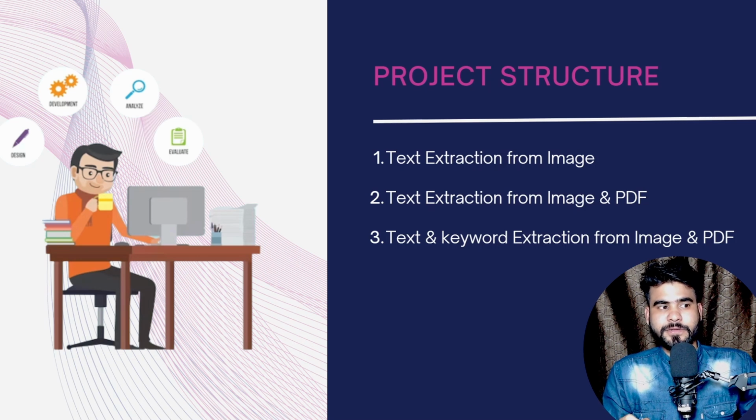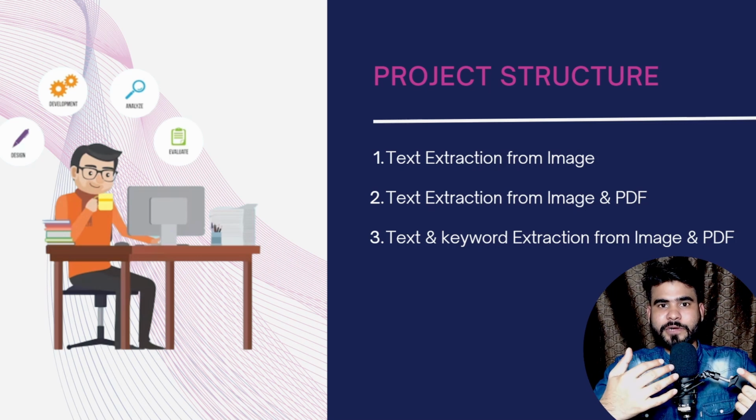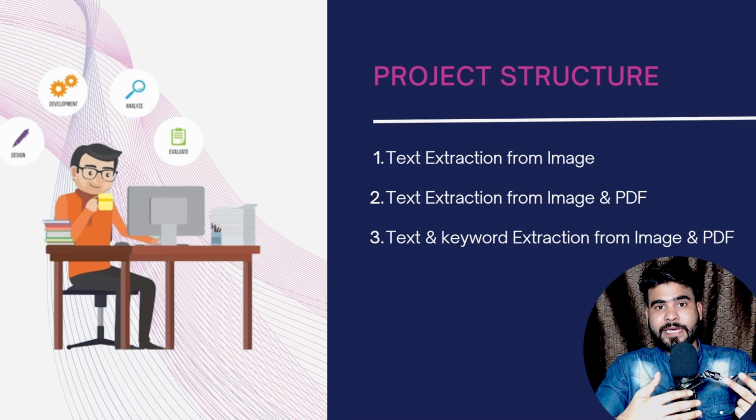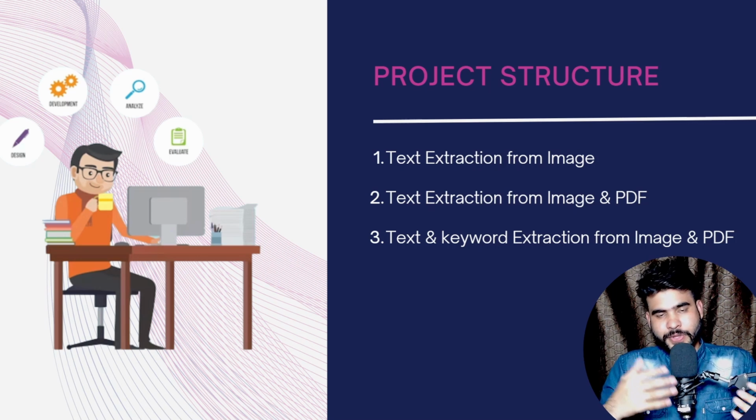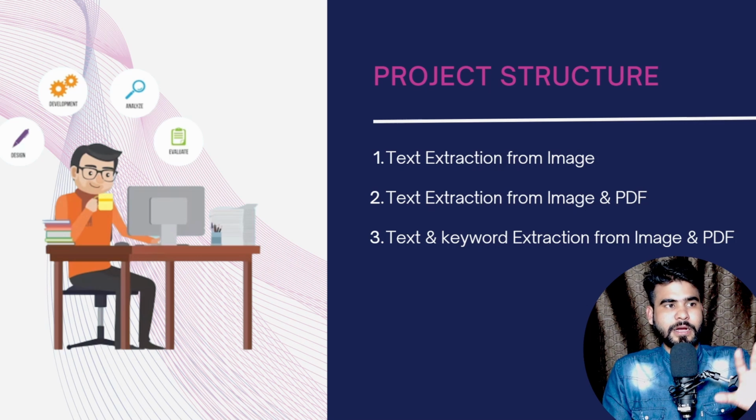In the first phase we extract text from images, in the second phase we extract text from the PDF, and in the third phase we extract the text as well as important keywords from the images as well as from the PDF. Now let's start building the complete project. So the first phase that we are going to start is called text extraction from images.